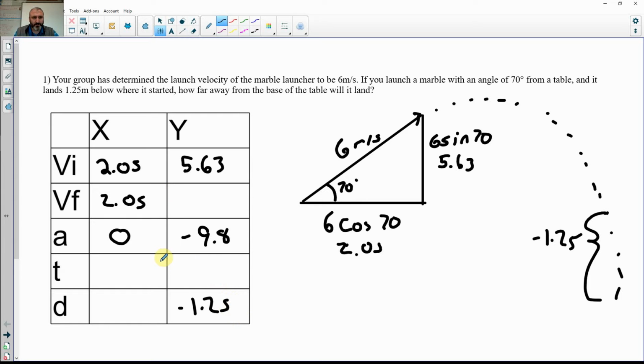Now what we normally do is figure out the time, but we don't have the final velocity because we can't make the assumption that it comes back down to the table at negative 5.63 meters per second. This thing goes up and comes down further than the table, which means it's actually going to be going faster in the y dimension than 5.63 meters per second because it gets to fall further. So what we have to do is figure out the final velocity before we can figure out the time.